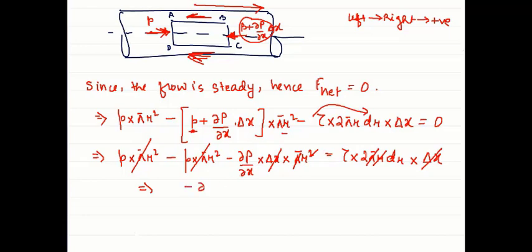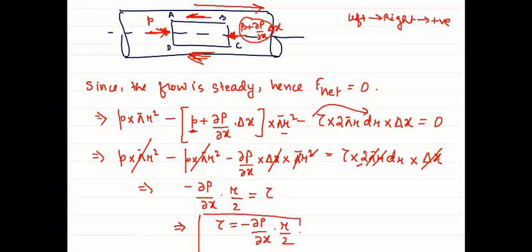So what will we get? That is del p by del x into r. Let us bring this 2 to the other side. R by 2 will be equal to what? Tau. So let us write it in a proper manner. That is tau will be equal to negative of del p upon del x into r by 2, which is the shear stress distribution.